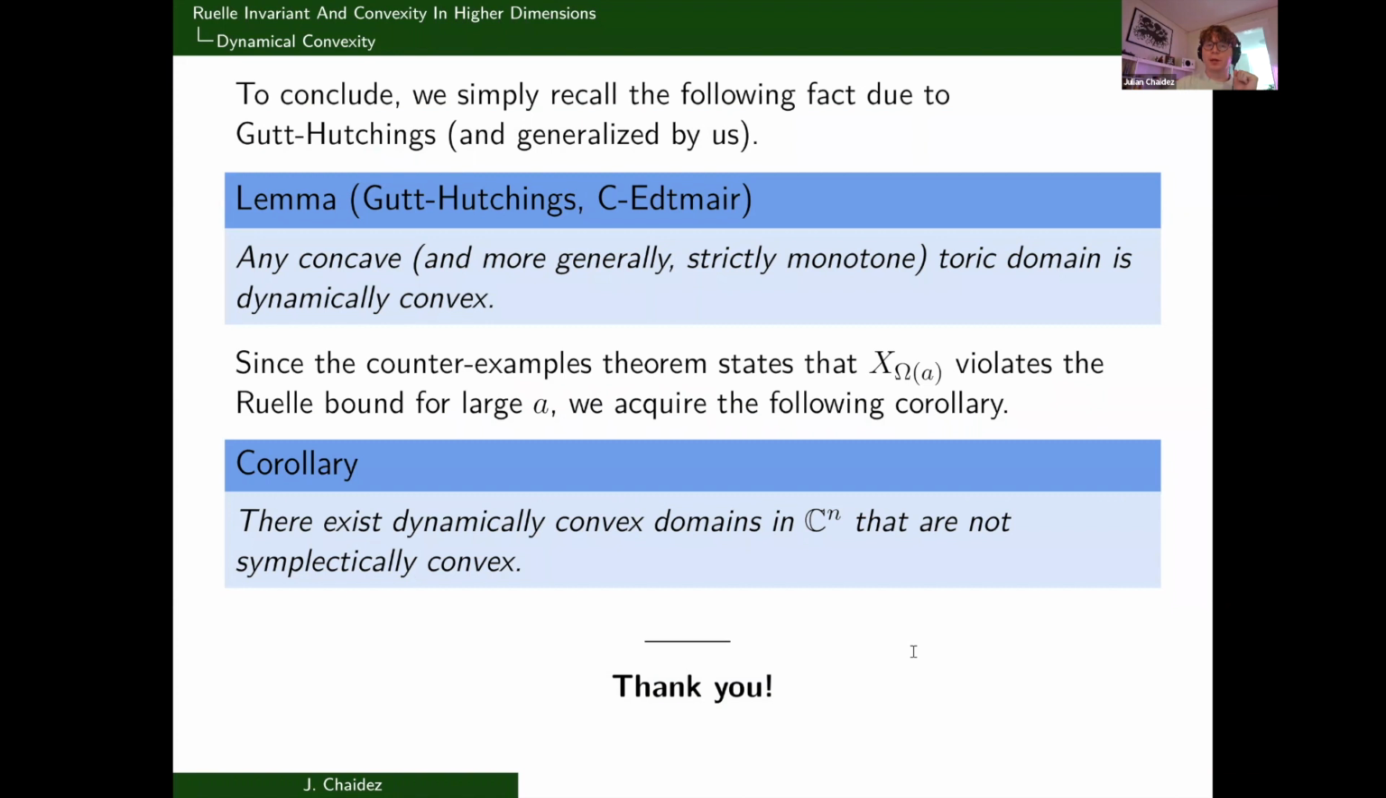So this fact that concave toric domains are dynamically convex, one reference for it is the Guth-Hutchings paper on S1-invariant symplectic homology, but we also give an independent proof that generalizes this to strictly monotone toric domains. And of course, as I've said a couple times already, a corollary of this construction and this lemma is that there exist dynamically convex domains in CN that are not symplectically convex.